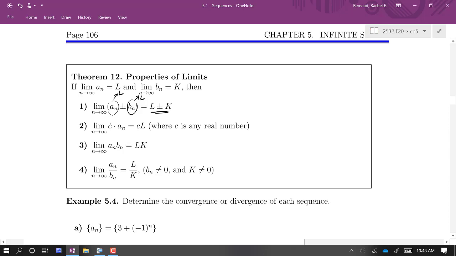I can also pull out a constant factor, as long as c is any real number, a constant, so there are no n's in it. You can also split up a limit over a product, so I can just look at what each factor is approaching and then multiply those together. And you can split up a limit over division as long as the b_n are not approaching 0 and the b_n terms are not 0.